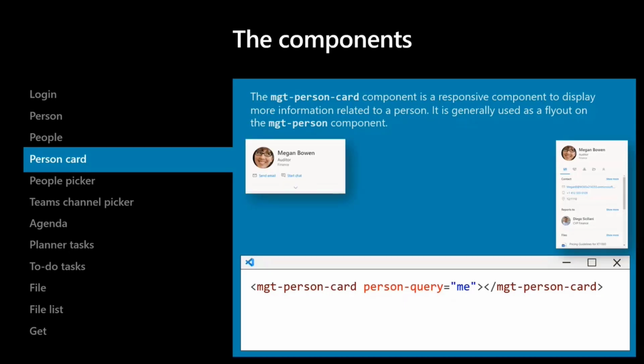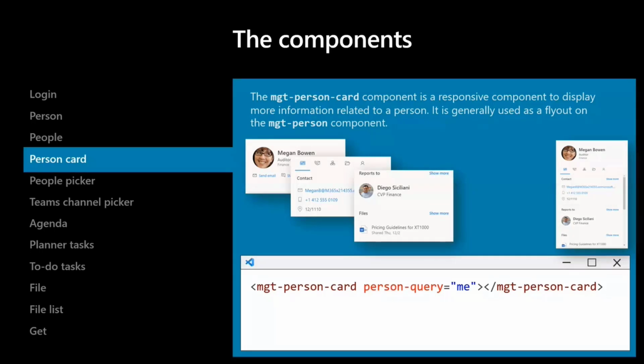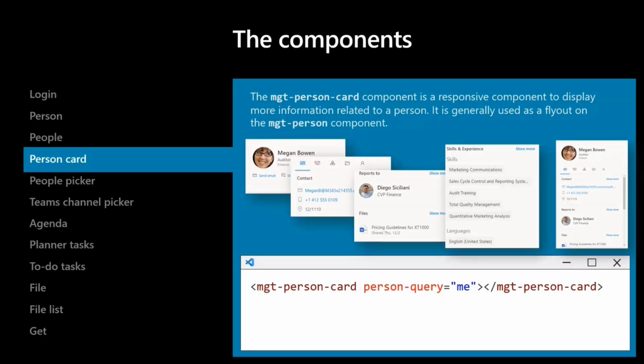You can bring that person and have the full expanded experience where you can see the contact, the phone number, the location, who they report to, their files, their skills, their experience, by just dropping that super simple MGT-person-card to the screen or to your app. So the MGT-person-card component is, I think, one of the easiest ways to deliver value right in there into any of your apps. And I see some questions. I'm going to go back to the questions right after the couple of slides that we're going through.